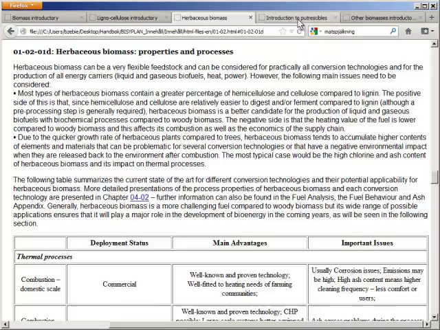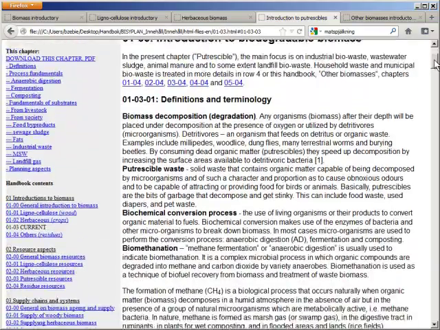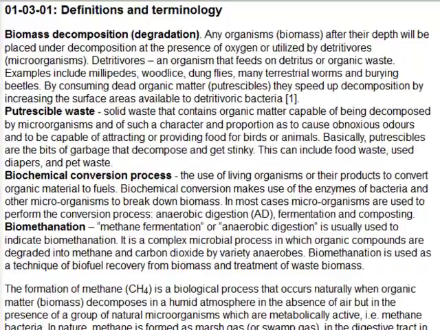Looking at the third type of biomass, it's the putrescibles or the biodegradable biomasses. Now, biodegradable biomasses are characterized by the fact that they are easy to digest, and hence the demand is that a biodegradable biomass may not contain too much lignin. Looking at the definition and the fundamental terminology, you will realize that putrescible waste is a solid waste that contains organic matter capable of being decomposed by microorganisms and of such a character and proportion as to cause obnoxious odors, and also to be capable of attracting and providing food for birds or animals.